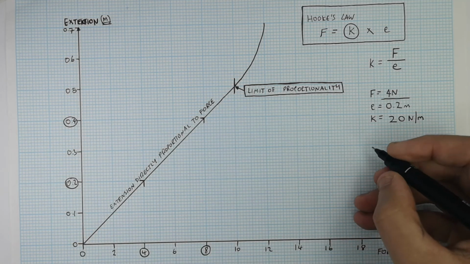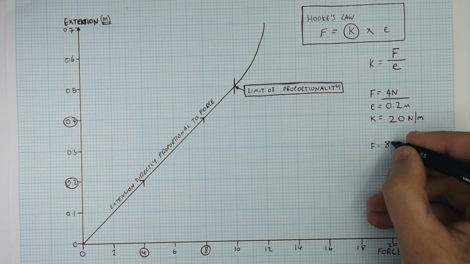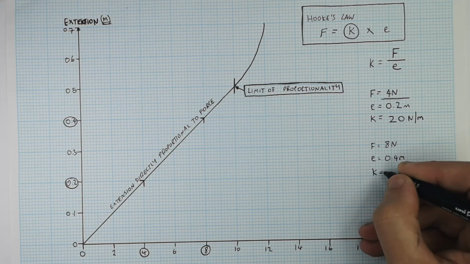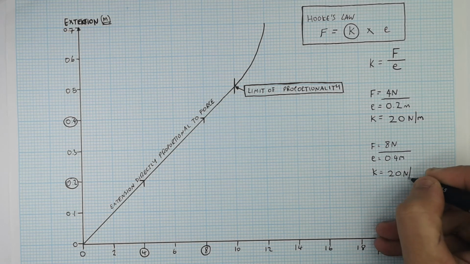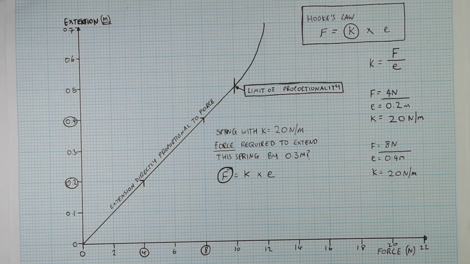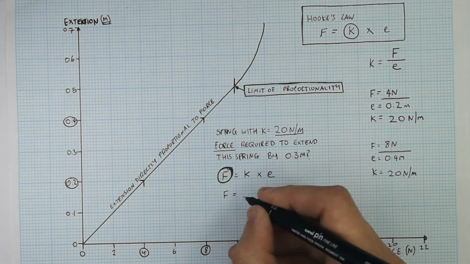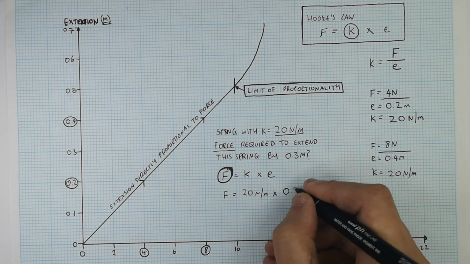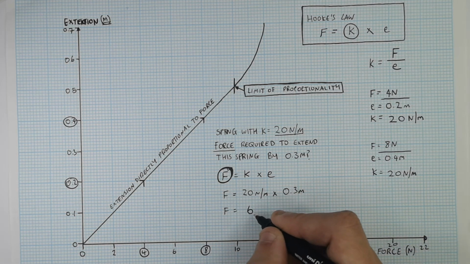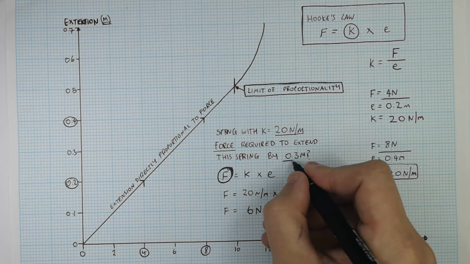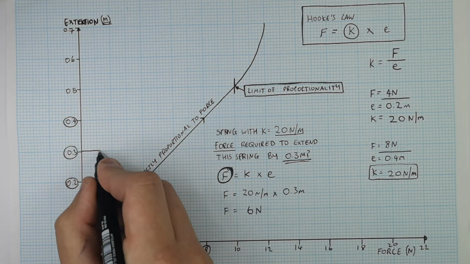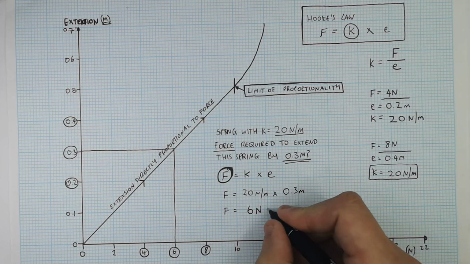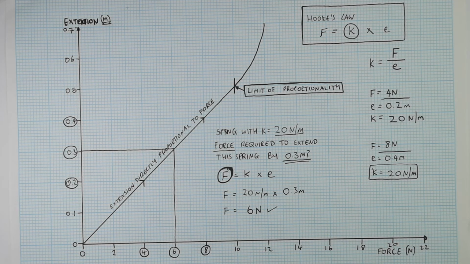So if we applied a force of 8 newtons, we saw an extension of 0.4 meters. If you do 8 newtons divided by 0.4 meters, you get K, the spring constant, of 20 newtons per meter. So we recall Hooke's law, F equals K times E. We've got K, the spring constant, 20 newtons per meter, times 0.3 meters, the extension, which gives us a force of 6 newtons. So this object has been extended by 0.3 meters, and the force that was applied to extend it by 0.3 meters is 6 newtons. That's for a spring constant of 20 newtons per meter.